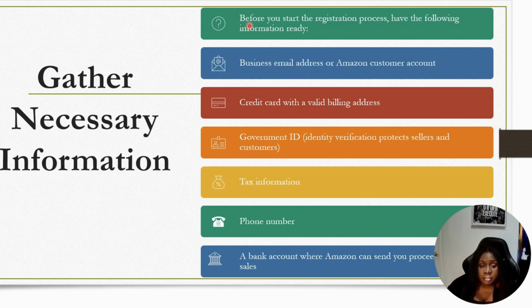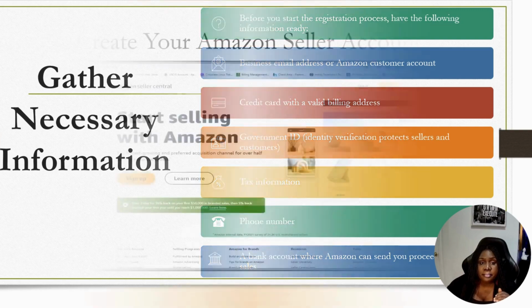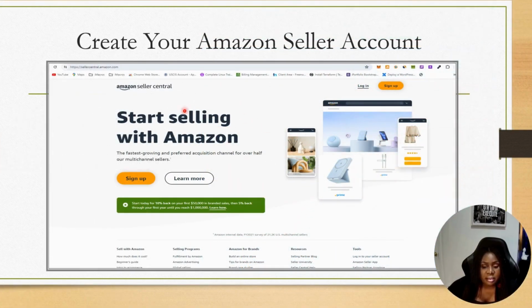Before you start your registration process, have the following information ready: your business email address, an Amazon customer account, a credit card with a valid billing address, a government ID card, tax information, a phone number, and your bank account where Amazon can send your proceeds. You want to make sure that you have all this information before you engage in this step. With all this in mind, you want to start creating your own Amazon seller account.